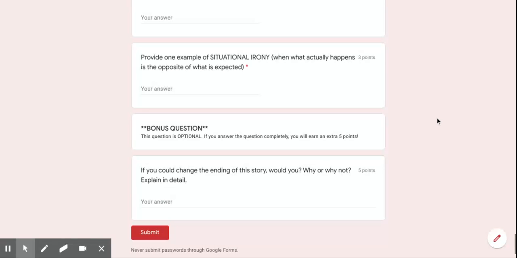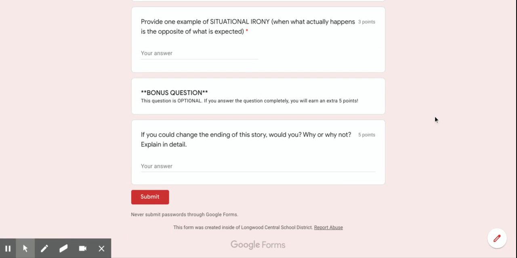And then your bonus question. This question is optional, but you do have the ability to earn an extra 5 points, so you could actually get 105 on this test. If you could change the ending of this story, would you? Why or why not? Explain in detail. So if you didn't like this ending, tell me what you would do to change it. When you are done, please hit submit.